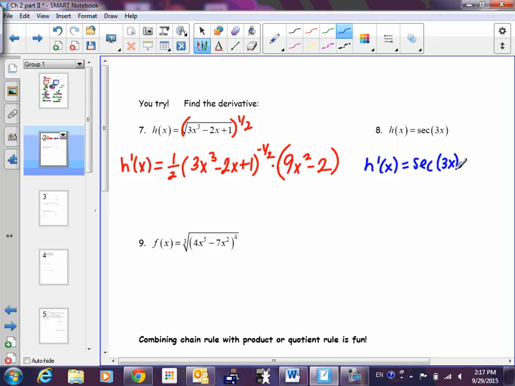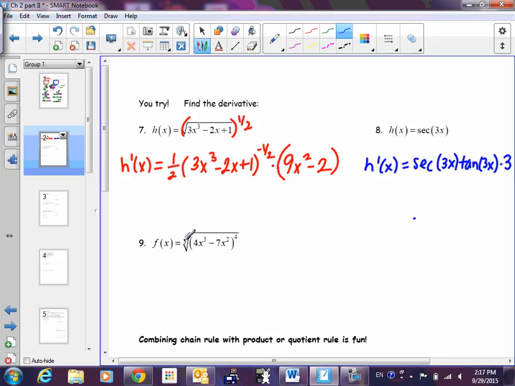All right, what about number 8, h prime? Secant 3x tan 3x times 3. You got to have 3x in both spots, and you got to have the times 3 at the end.